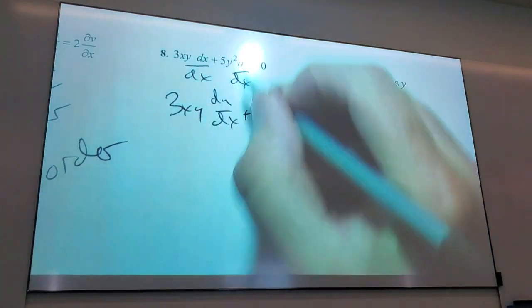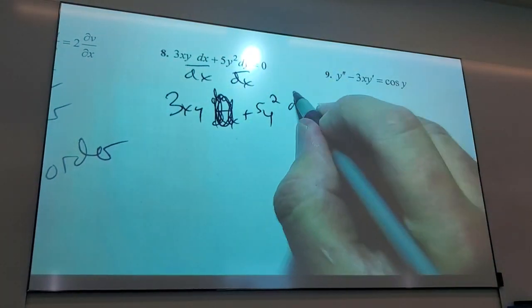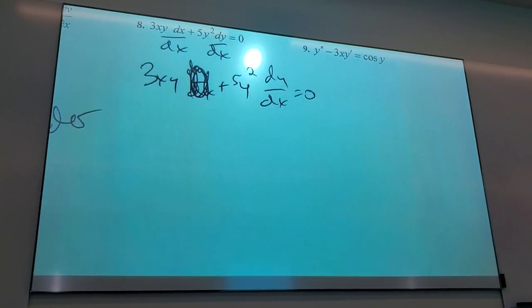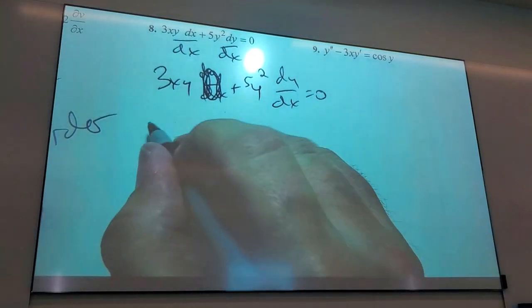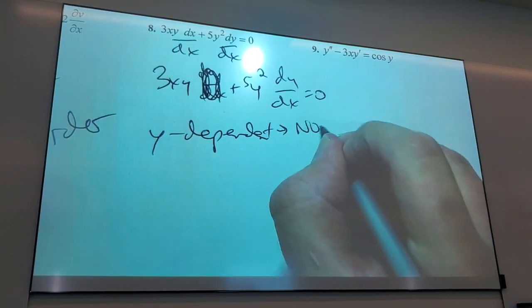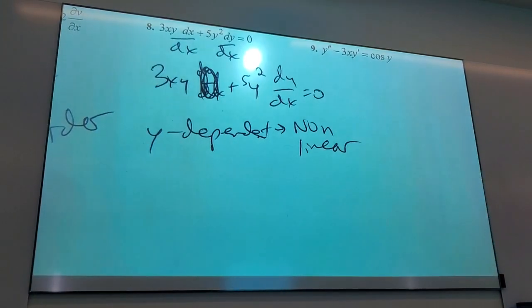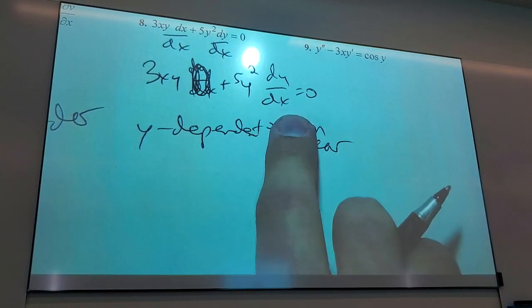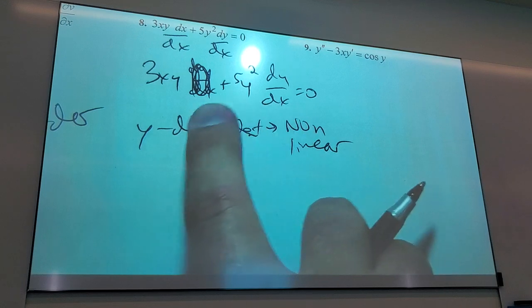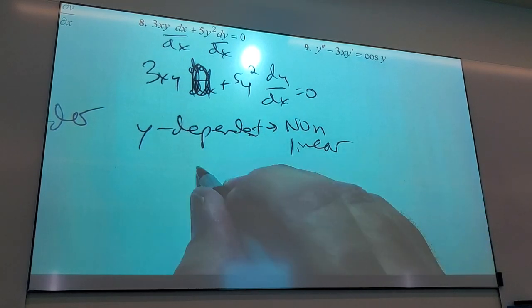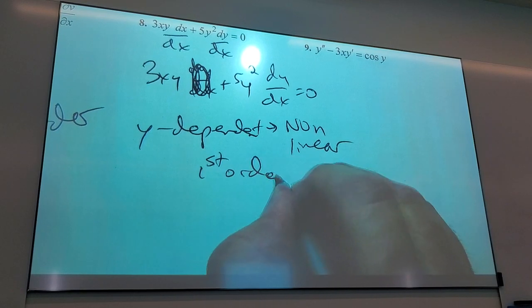Oops, that's dx, Jeff. Go away. There it is. Is that linear? No. So if y is my dependent variable, that means it's non-linear. You can still tell me the other stuff too. It's non-linear. It's an ODE. What's the order? First order. So it's a first order, non-linear ODE.